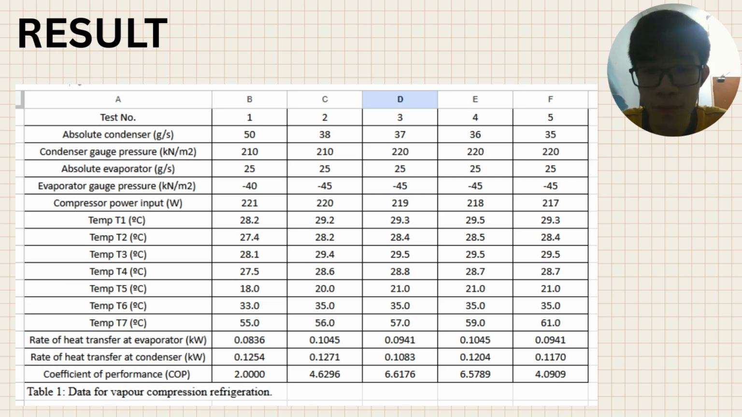As for the result, we are keeping the absolute evaporator at 25 gram per second while changing the absolute condenser to 50, 38, 37, 36, and 35. And then we can record all the data we want, which includes the pressure and all the temperatures. By using all this data, we can calculate the rate of heat transfer at the evaporator and the condenser. So when we have these two, we can calculate our coefficient of performance, which is COP.